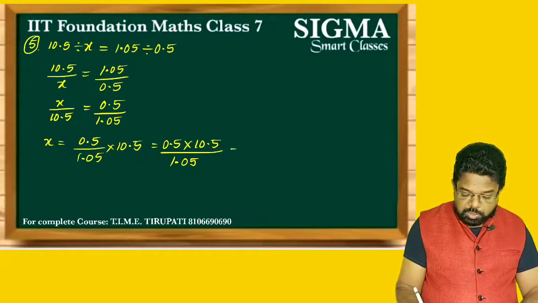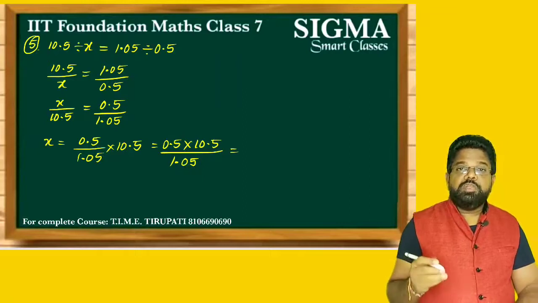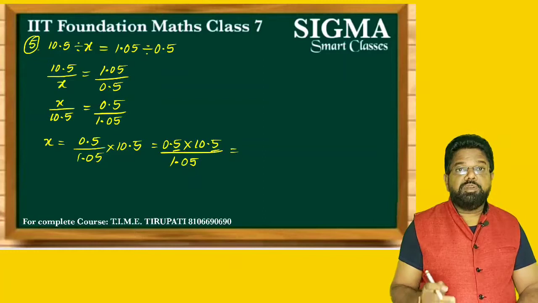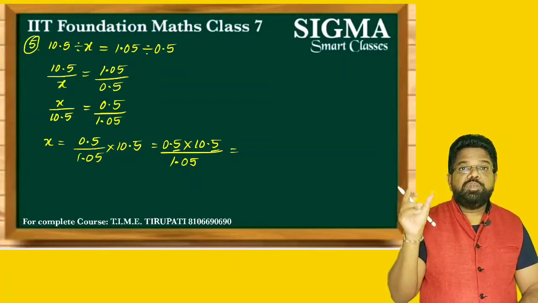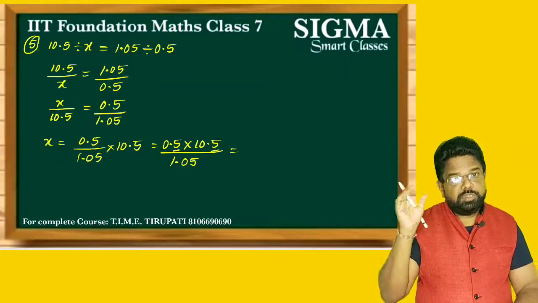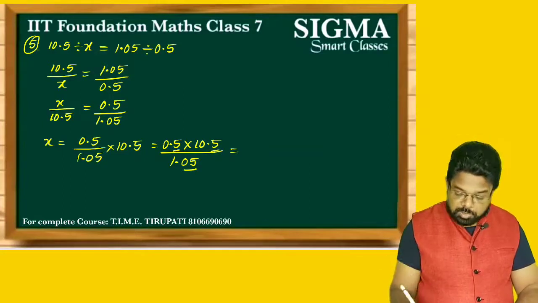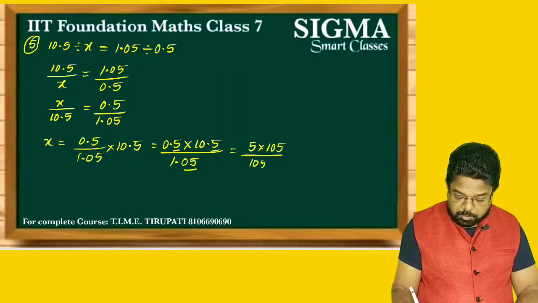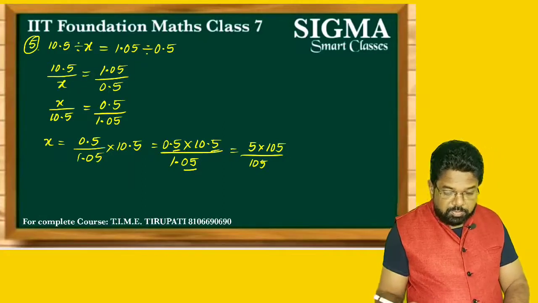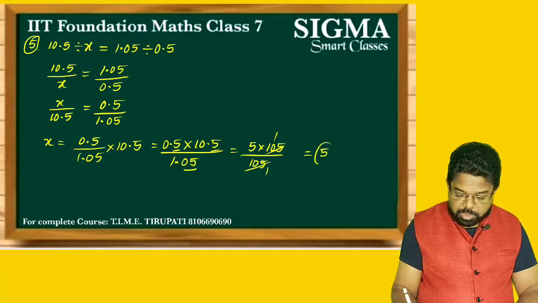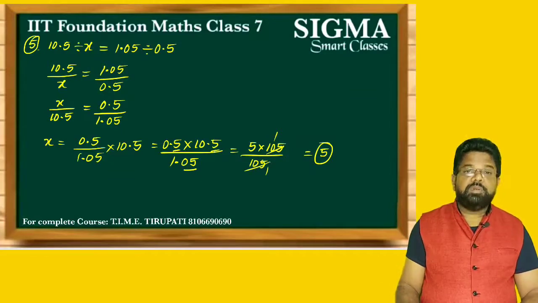Now observe the decimals in the numerator. After the decimal in the numerator, how many digits are there? In the first number 1 digit, in the second number also 1 digit, so a total of 2 digits after the decimal in the numerator. In the denominator also, 2 digits after the decimal. So remove the decimal in the numerator and denominator. So 5 into 105 by 105. What happens? 105 gets cancelled. So what is our answer now? 5 is our answer.